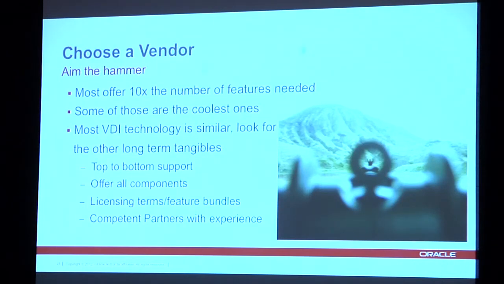All right, so we're going to aim this hammer, right? We're going to aim this hammer by choosing a vendor, and a couple of comments about choosing a vendor. Most of the vendors offer more than 10 times the amount of features and functionality that the VDI projects need. We all think we need the whole laundry list of features, and in the end, you really only need a subset of those that equate to what your user groups and their use cases need. Most of those features are distractions for us in these projects.